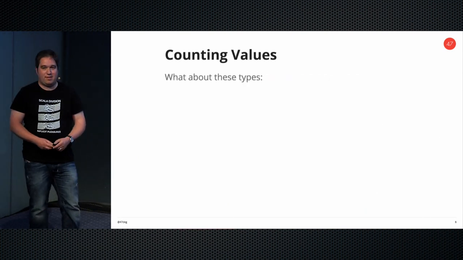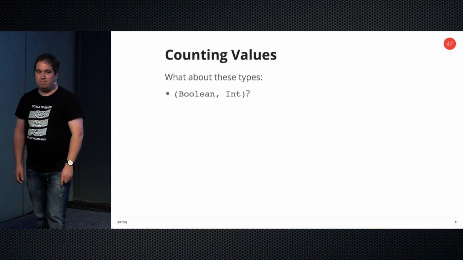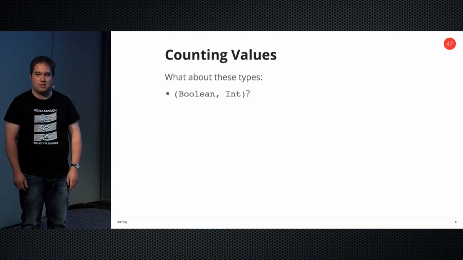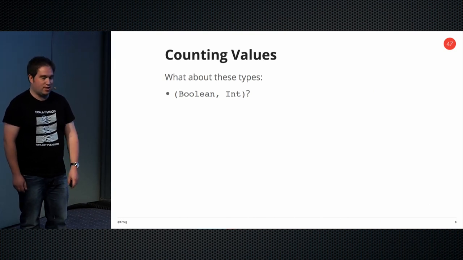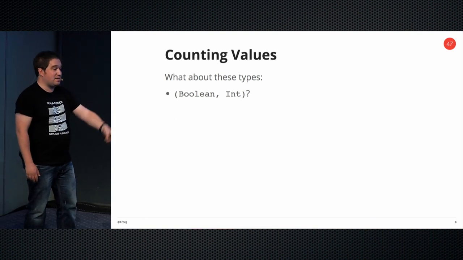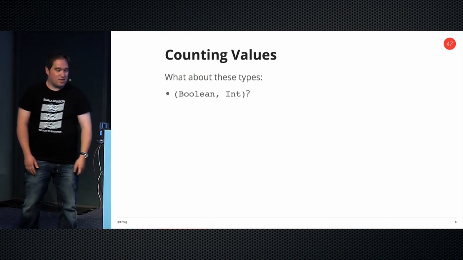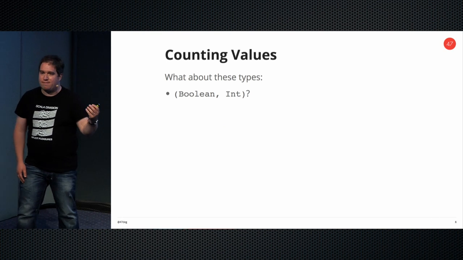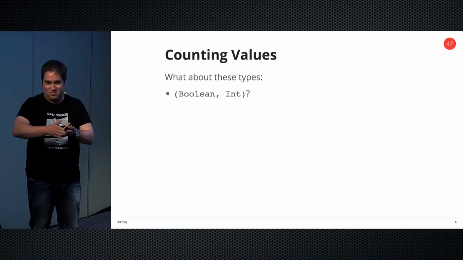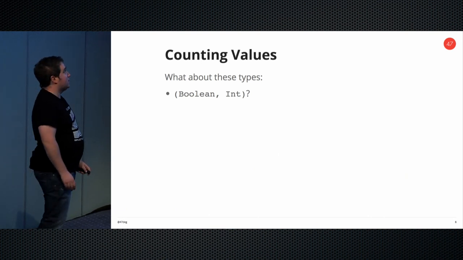So what about these ones? How many values can this have? A tuple of booleans and ints. How many distinct values can that have? 2 to the 33. That's right. So for all the integers, you can either have a true or false. You've effectively expanded the integer family by an extra bit there. Okay? Does everyone follow that? Why that? For all the trues, you've got all the numbers that an integer could be, and for all the falses, you've got the same.